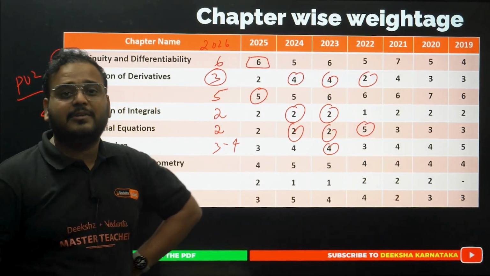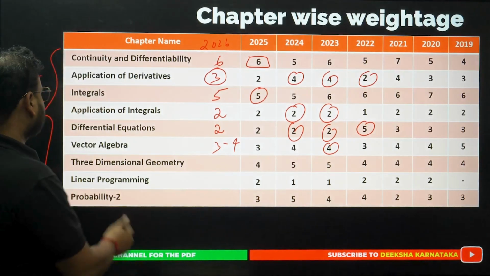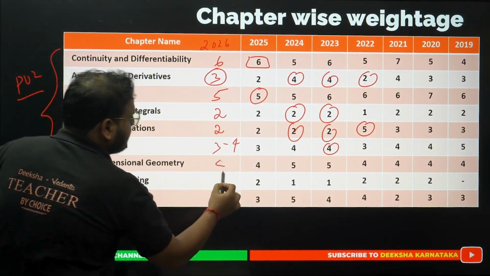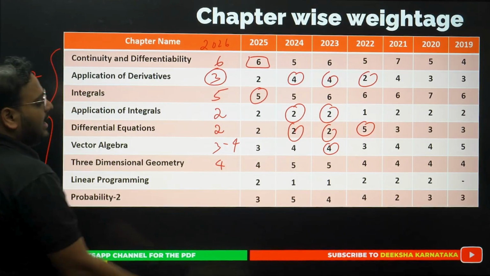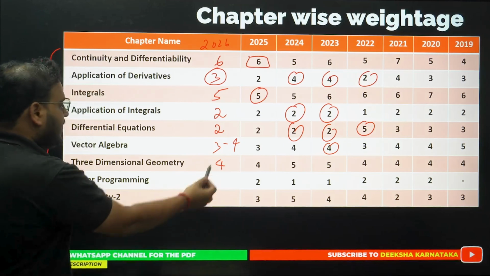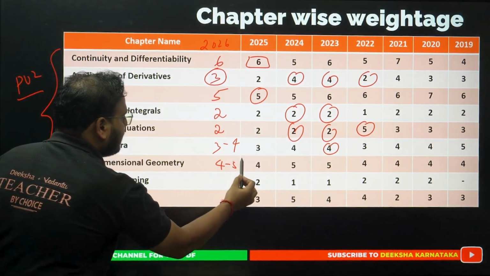Very important chapter and very easy, a very formula-based chapter. This is vector and 3D. Okay, very much clear. 3D also had 4 questions come the previous year, 2025, and you can see the trend is 5 questions, 4 questions almost every year from 3D. So very important, 4 to 5 questions can be asked here.